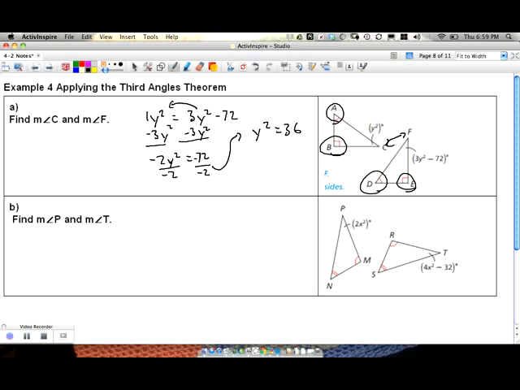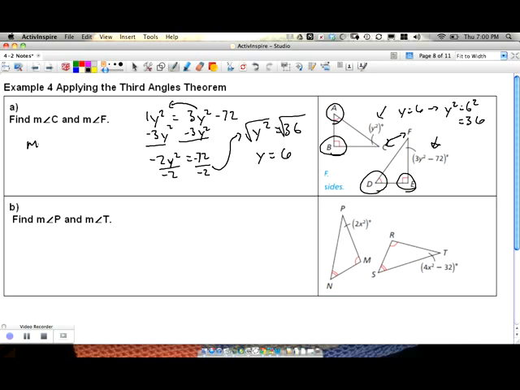These 2 angles are equal. I could plug it into this expression with 2 terms, or I could plug it into this expression that only has 1. If I know y equals 6, then that means that y squared is 6 squared, which is 36. So what's the measure of angle C? Measure of angle C equals 36. What's the measure of angle F? Well, it's the same thing, so I don't have to do any more calculation. It's 36.